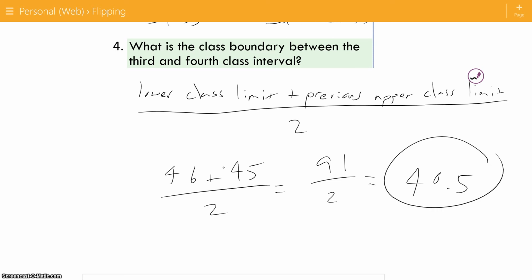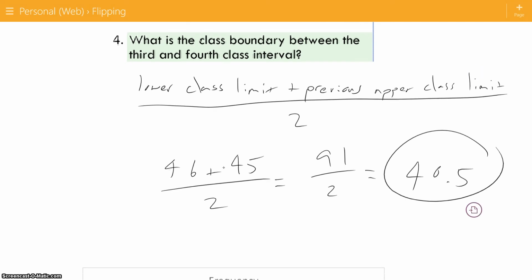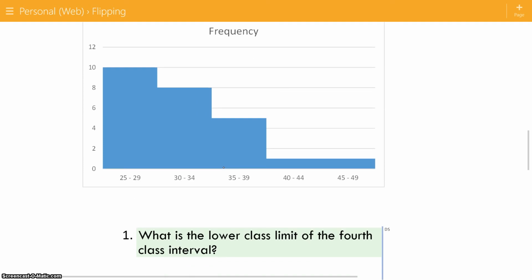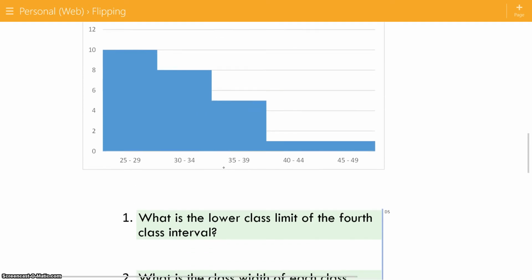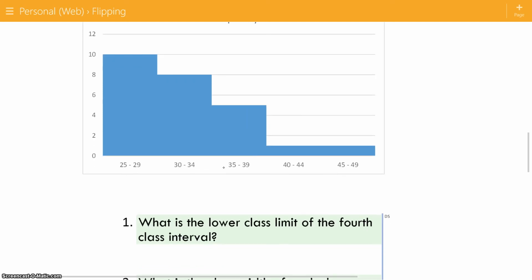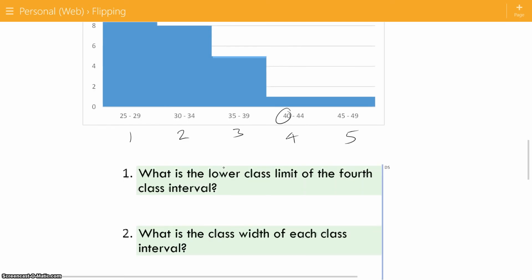All right? And these same principles really apply when we are looking at histograms. So, I've got a histogram here. How about that? Let's take a look using this data. What is the lower class limit of the fourth class interval? What do you think? We look at the fourth class interval. Here's the first, second, third, fourth, and fifth. 40 would be our lower class limit.